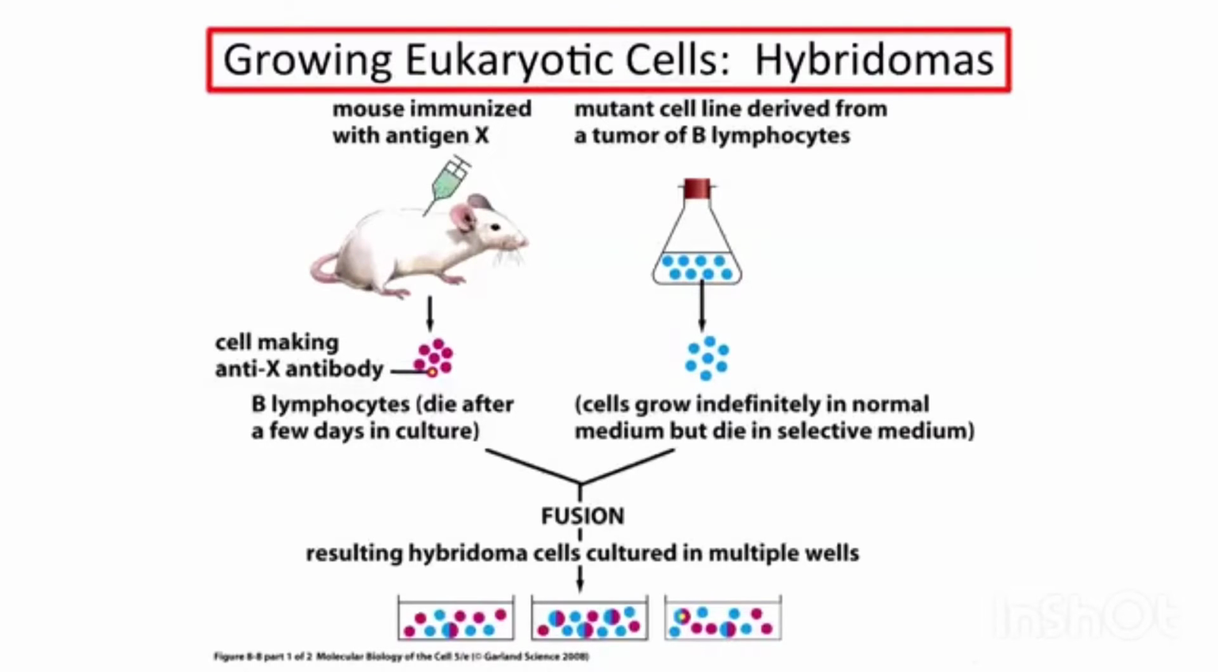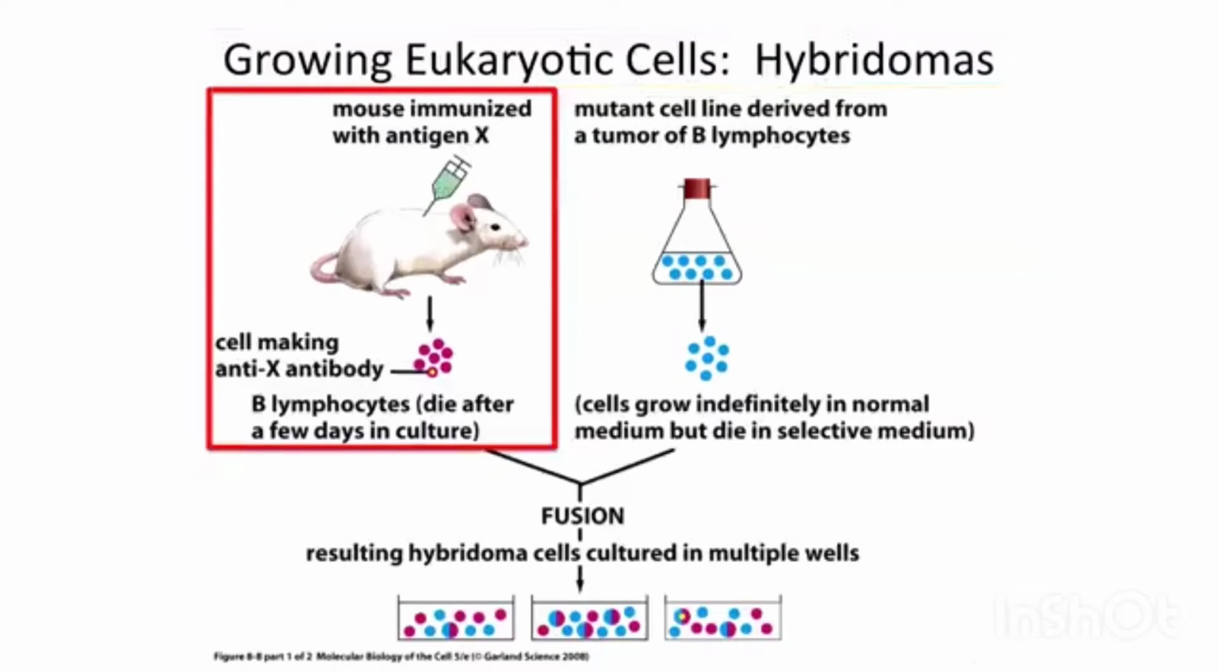The way we make these is by a process known as making hybridomas. We start with a mouse and immunize it with your antigen X. A portion of the B cells will be making that antibody, and the rest are making antibodies to something else. You can collect the B lymphocytes from the mouse, but you can't separate your cells from the other cells, and the B lymphocytes survive only a few days in cell culture. So that's not a very effective way of getting monoclonal antibodies.